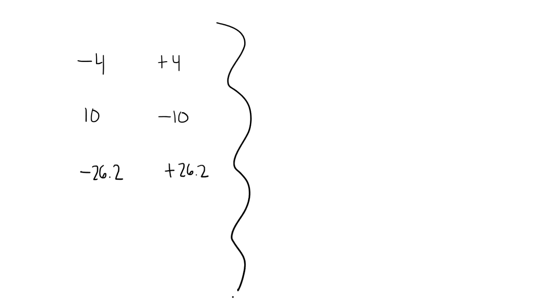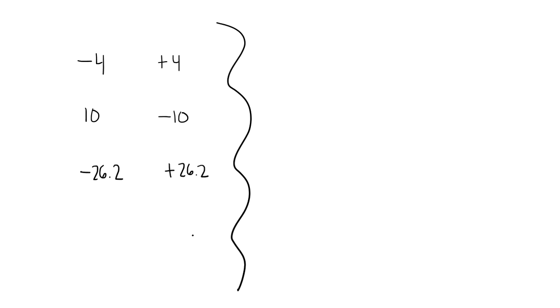So I just want to try a few of these with you. Okay, let's say you have a -4. If I ask you what the additive inverse of -4 is, you would say +4. Or if you have a 10 and I ask you what the additive inverse of 10 is, you would say -10. Or if I give you a -26.2 and I ask you what the additive inverse of this would be, so what can you add to -26.2 to make a 0? You would say +26.2. So that is additive inverse.